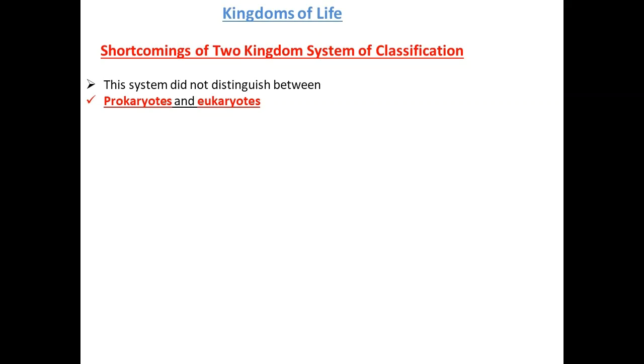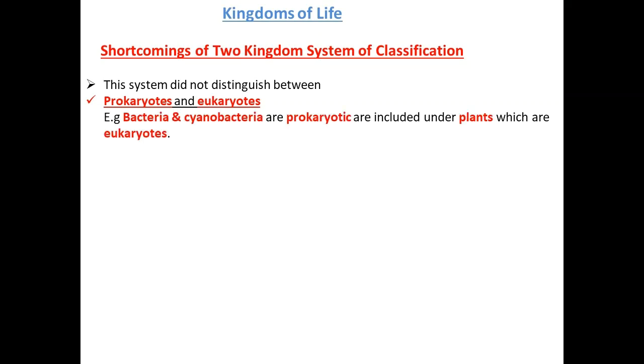Eukaryotes: U is for true, karyote means the nucleus. Eukaryotes have a true nucleus, or a well-defined nucleus. But in the two-kingdom classification, no distinction is made between prokaryotes and eukaryotes. For example, bacteria or the cyanobacteria, which are prokaryotes, are kept in the kingdom Plantae, which includes the eukaryotes.